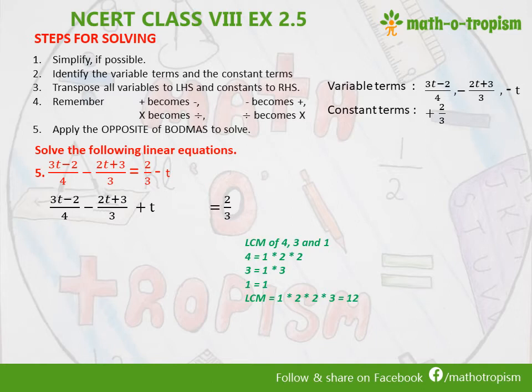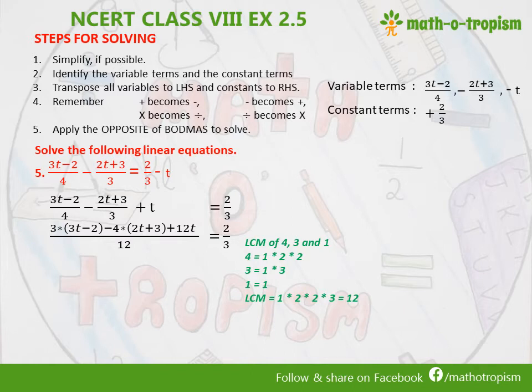And we know for the first term 3t minus 2 by 4 we have the denominator of 4, which means if we remove the 4, the balance remaining in the LCM is the 3 factor. So therefore we will multiply the first term with 3, the second similarly with 4, and the last there is only 1, so we will have to multiply the whole 12. So it will come as 3 into 3t minus 2 minus of 4 into 2t plus 3 plus 12t by 12 is equal to 2 by 3.